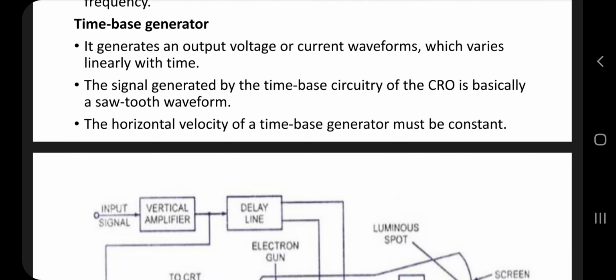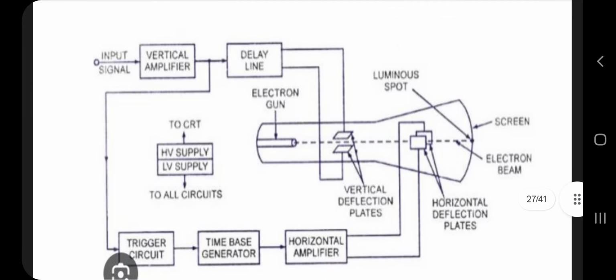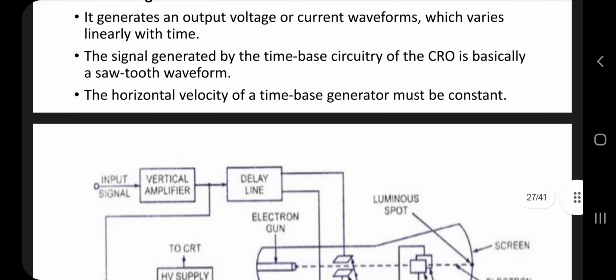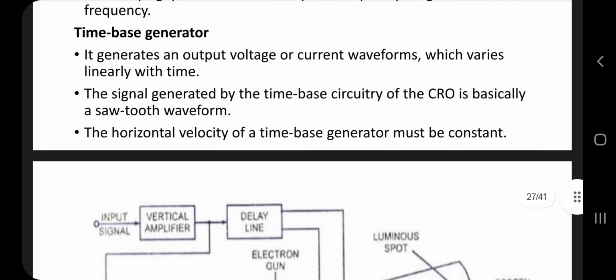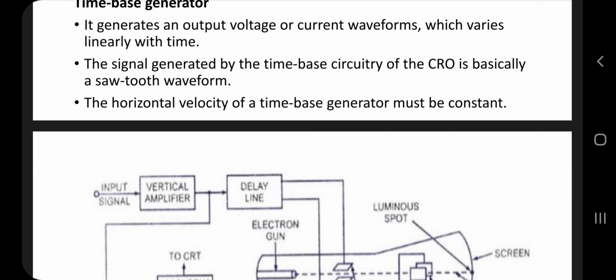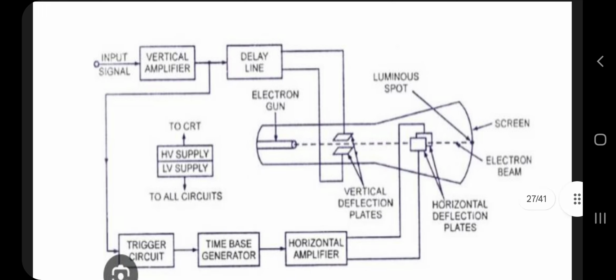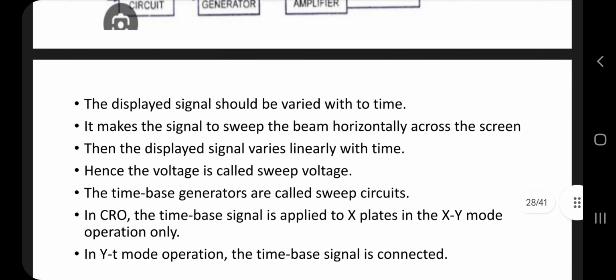Time-base generator is one of the blocks in a CRO that we can understand from this block diagram. What is a time-base generator? It generates an output voltage or current waveform which varies linearly with time. The signal generated by the time-base circuitry of the CRO is basically a sawtooth waveform. The horizontal velocity of a time-base generator must be constant. The displayed signal should be varied with time. It makes the signal sweep the beam horizontally across the screen.